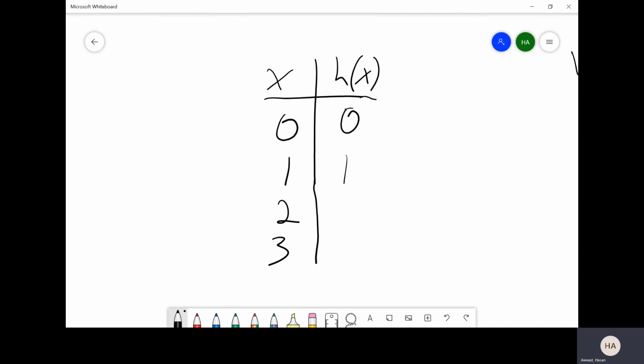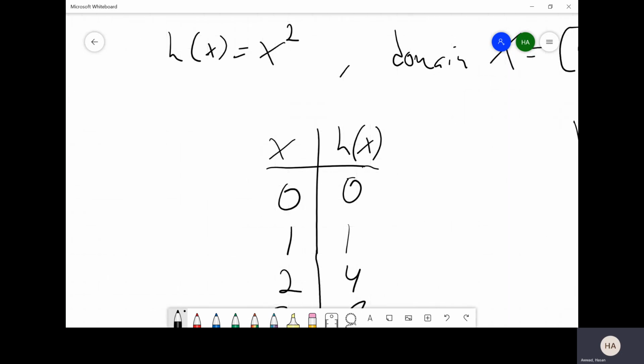2, well, that means 2 squared, so we're going to get the output of 4, and 3 squared, we get the output of 9. Now, once again, what are we looking for? We're looking for the range, and range is, by definition, the set of outputs. So that's going to be this right-hand column right here. So that's going to be the set of outputs from its least value to its greatest value.